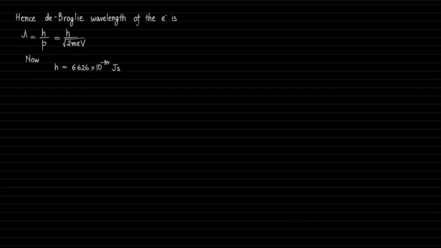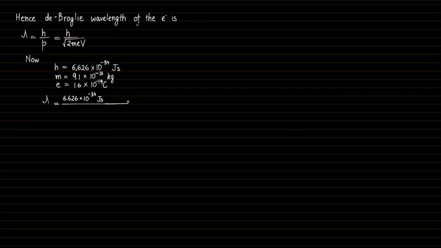Now here h is your Planck's constant, whose value is given as 6.626 times 10 to the power minus 34 joule second, where m is the mass of the electron, which is a constant, whose value is 9.1 times 10 to the power minus 31 kg. e is the charge of the electron, which is a constant, and its charge equals 1.6 times 10 to the power minus 19 coulombs. Now let us substitute these values here.